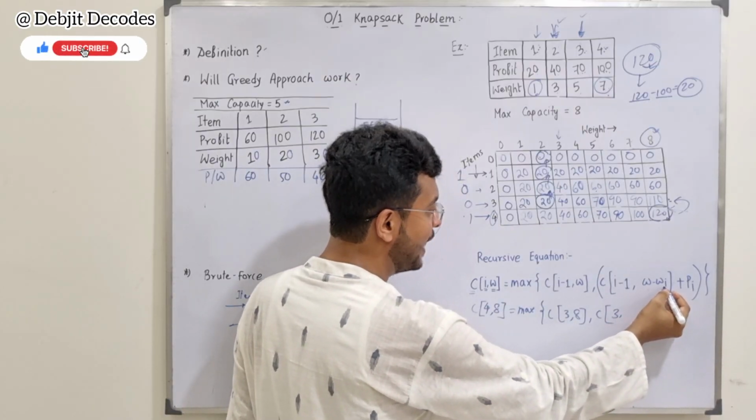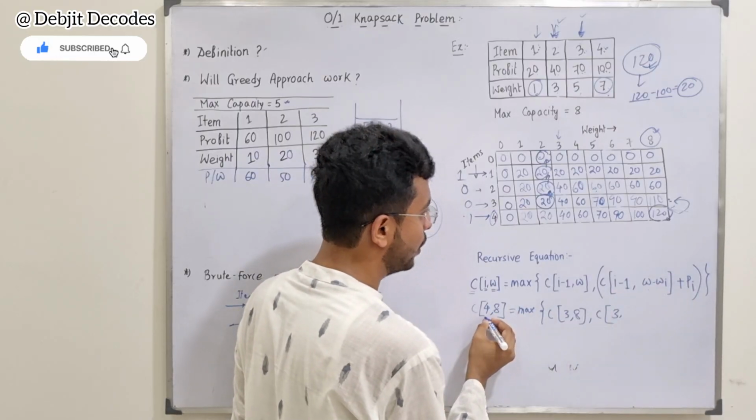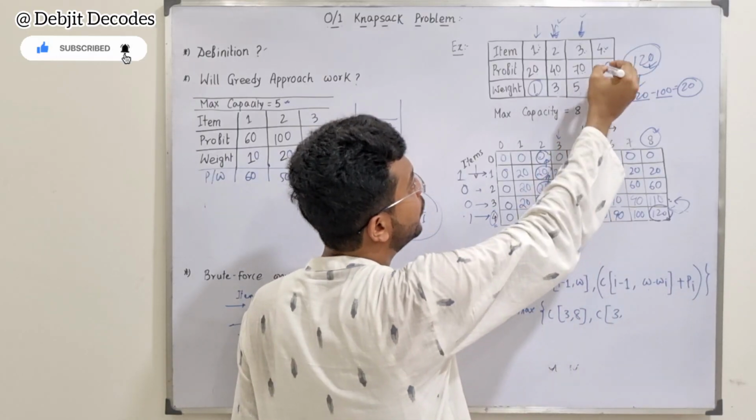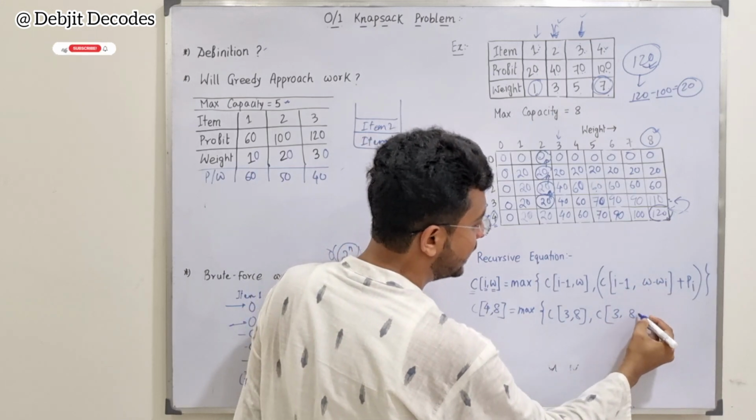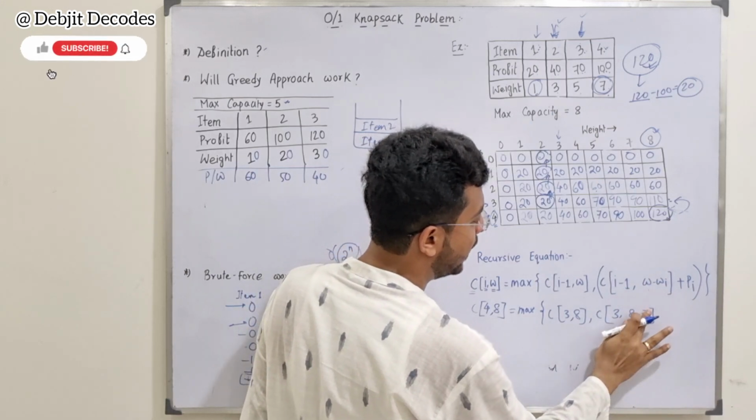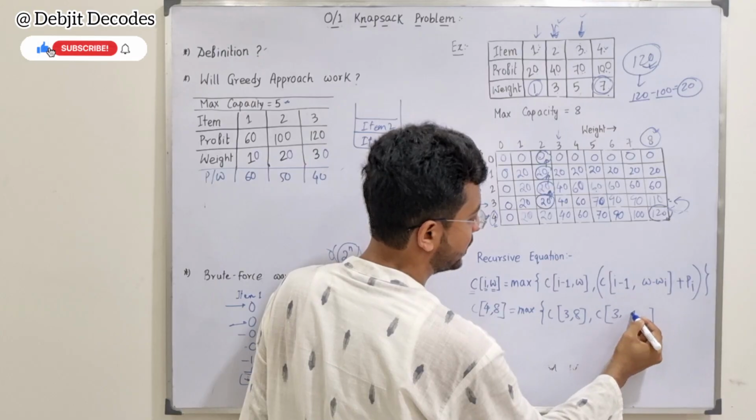What do you mean by Wi? Wi is nothing but W of 4, the weight of the fourth element. So what is the weight of the fourth element? 7. So that is 3 comma W, which is 8 minus 7. That is nothing but 1. I am simply writing here 1 without wasting any time.